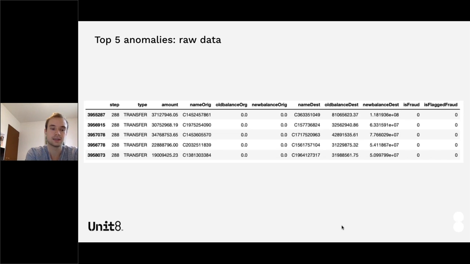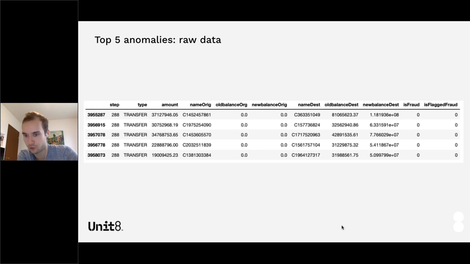What we can do, for instance, is look at the top 5 transactions that our model deemed most likely to be an anomaly, so basically the first 5 entries in our ranking. Let's take a quick look at them. If you look at the amount field, third field from the left, we can see that they're all very high amounts. We can also see, if you look at the old and new balances of the origin account, that there's 0, which is quite strange. Also, if you look at the step field, all these transactions occurred during the same hour. So clearly, these are strange transactions.